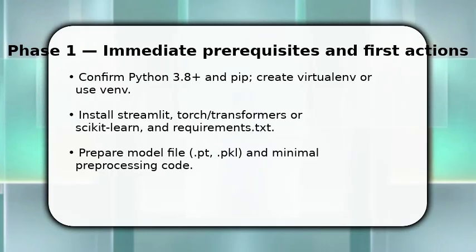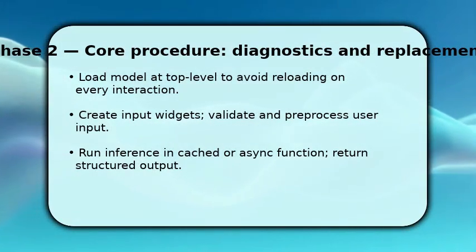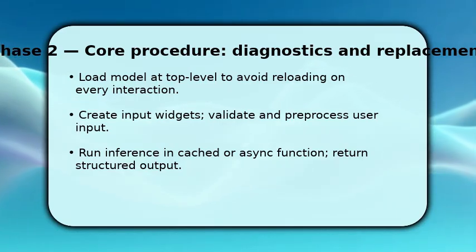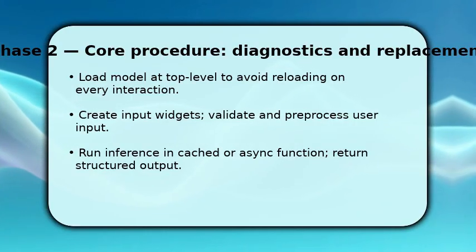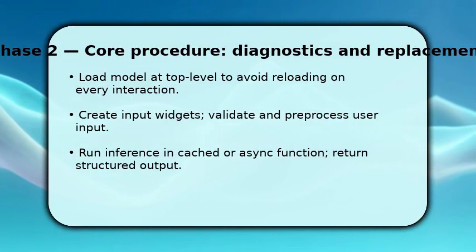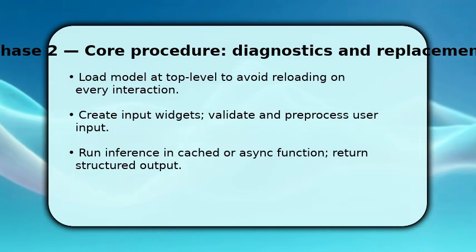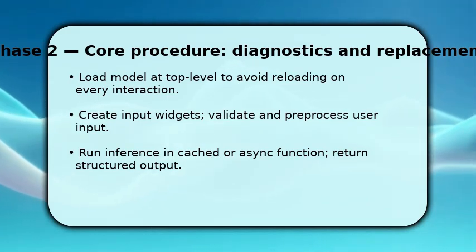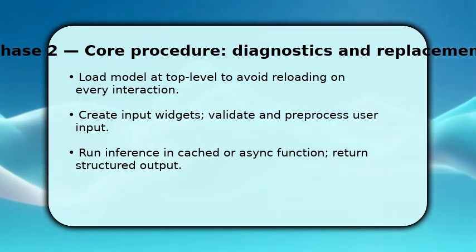Place model loading at module scope or use st.cache_resource so the model persists across reruns. This reduces latency. Next, build concise input widgets for text, files, or images and immediately validate inputs. Inconsistent shapes break inference. Use a dedicated preprocess function to convert user data into tensors or feature arrays.